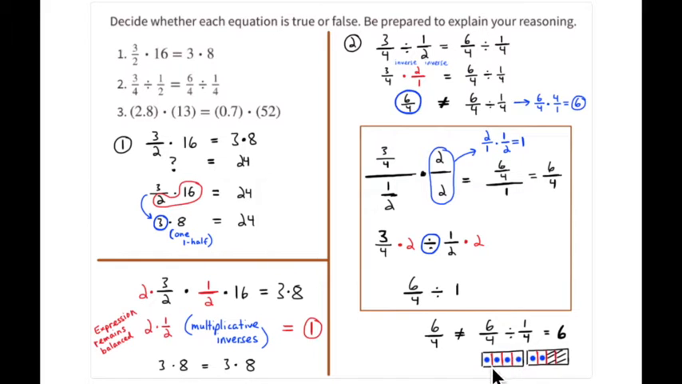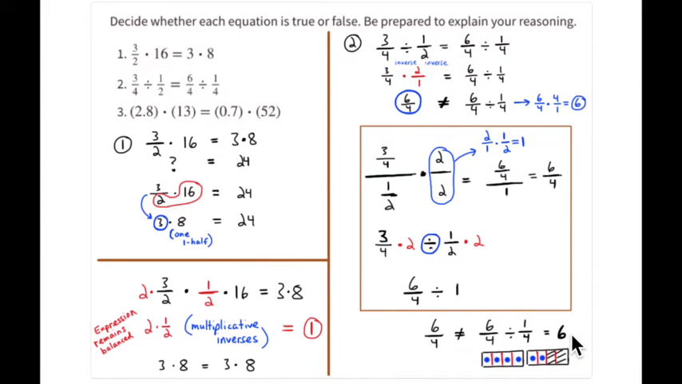So if I draw 2 units and divide those 2 units up into fourths and cross out 2 of them, I now have 6/4. 1, 2, 3, 4, 5, 6. So how many fourths can I get out of these 6/4? I can get 6 of them. So that answer is 6.